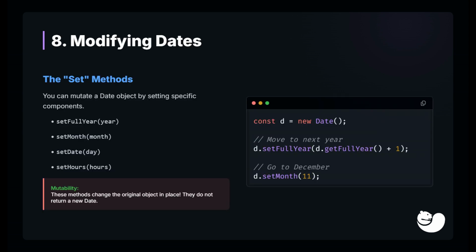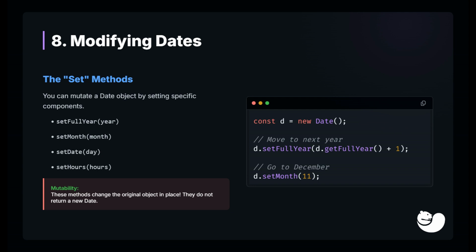JavaScript date objects are mutable, meaning you can change their state after creation using the set methods. Functions like setFullYear, setMonth, and setHours allow you to adjust specific components while keeping the rest of the date intact. This is powerful for logic like move this subscription renewal to next month or reset the time to midnight.